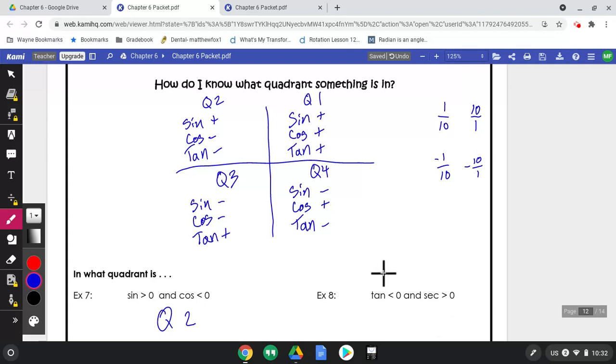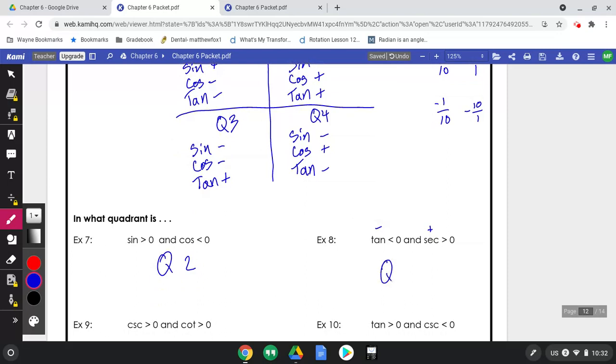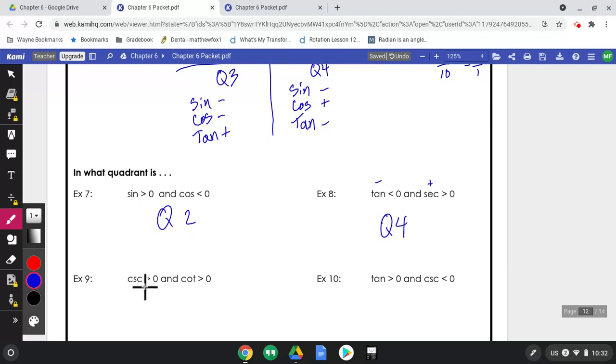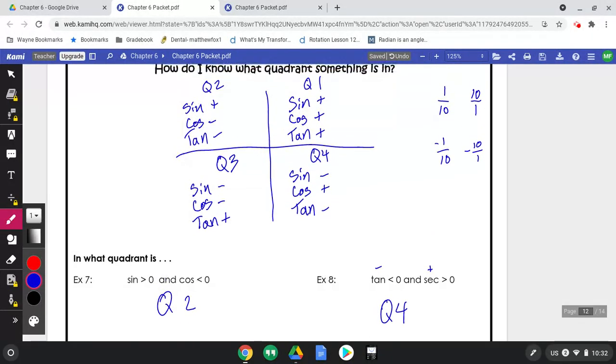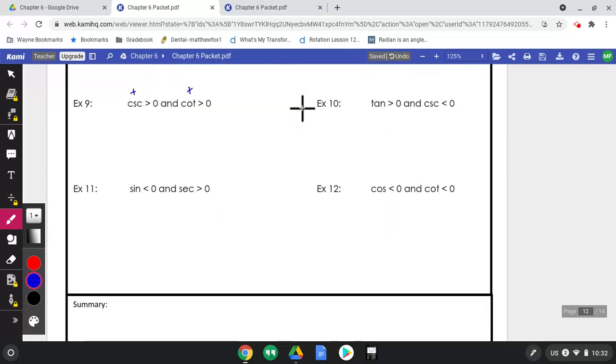So the only spot where the cosine is positive and the tangent is negative, and if it helps you, just put a little mark here. And the only time that happens would be quadrant 4 here. Okay, so this one, cosecant, that pairs up with sine, so we know sine is positive. Cotangent pairs up with tangent, which is also positive. So the only place tangent is positive and sine is positive would be up here, quadrant 1.